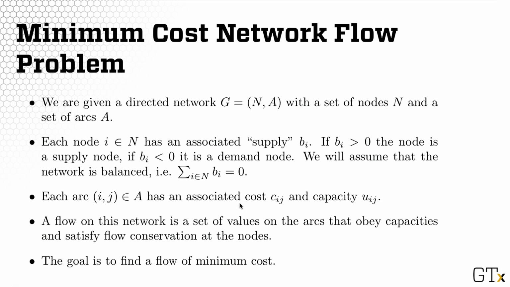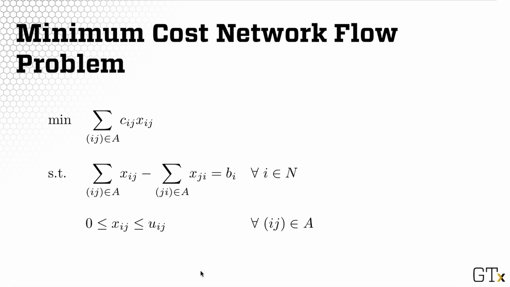Each arc has an associated cost, c_ij, and a capacity, u_ij. A flow on this network is a set of values on these arcs that obey the capacities and satisfy the flow conservation at the nodes. And the goal is to find a flow of minimum cost. So here is the formulation. We introduce variables x_ij, where ij is an arc. For every arc, there is a variable. This variable has a lower bound of 0, and the upper bound is the capacity on the arc.